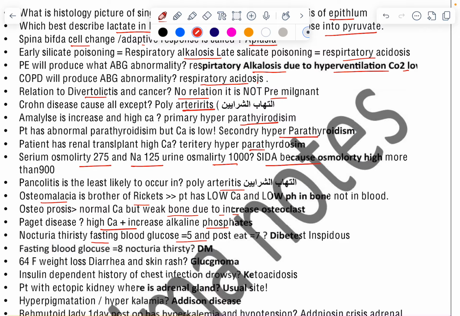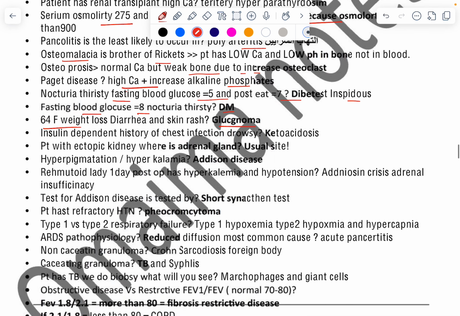Nocturia, thirst, fasting blood glucose: diabetes insipidus. Glucose: diabetes mellitus. 64 kg female, skin rash, glucagonoma. Insulin dependent, history of chest infection: ketoacidosis. Patient with ectopic kidney, adrenal gland, usual site. Adrenal is a normal site. Hyperpigmentation: Addison's disease. Rheumatoid lady, one day post-operative, hyperkalemia, hypotension: Addisonian crisis. Test for Addison's disease: short synacthen test.